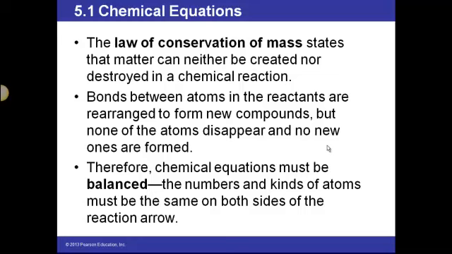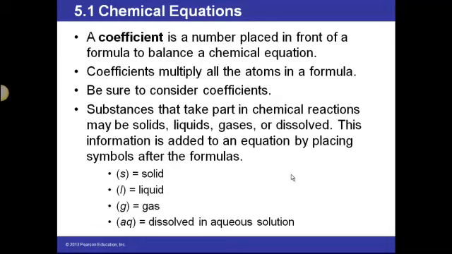So we say that our chemical equations have to be balanced for both the numbers and the kinds of atoms that are used within our reaction. They have to be the same on both sides of the arrow. So we represent the number of atoms or molecules that are going to be placed within a reaction using a coefficient. The coefficients multiply all of the atoms in the formula. So you have to be sure to consider the coefficients when you're deciding if you have a balanced equation or not. We'll see many examples of this, and I'll point out the coefficients as soon as we get back to another equation.